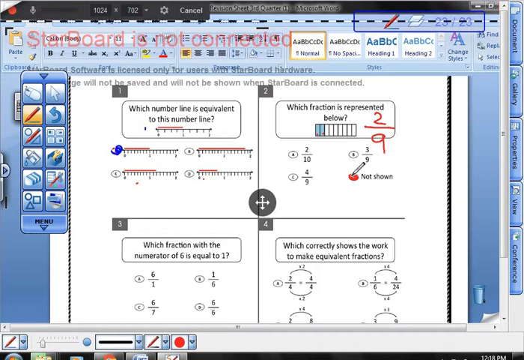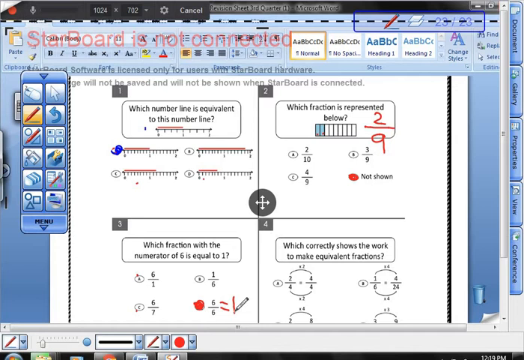Number 3, which fraction with the numerator of 6 is equal to 1? Numerator 6, okay, so we are searching for the fraction with numerator 6. We have A, C, and D. We have another condition, which is the whole fraction must equal 1. So 6 out of 1 equals 6. 6 out of 7 is less than 1, not equal to 1. And 6 out of 6, finally, this is the correct answer, which is 1.